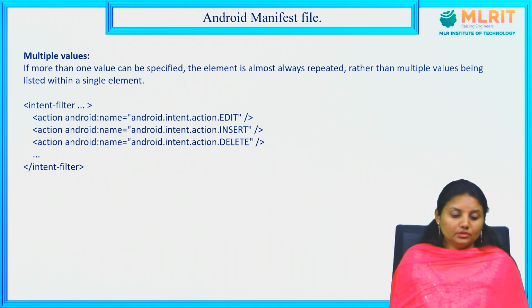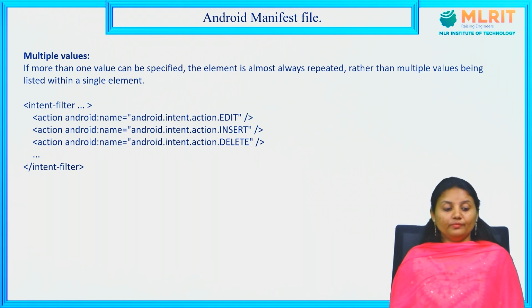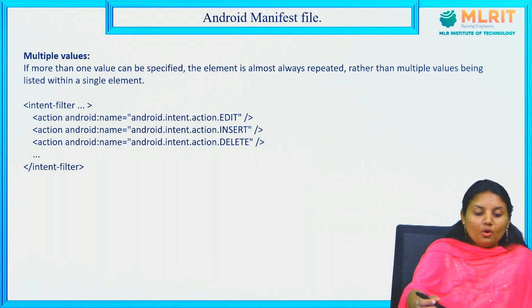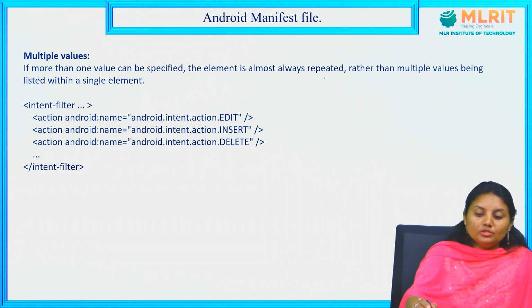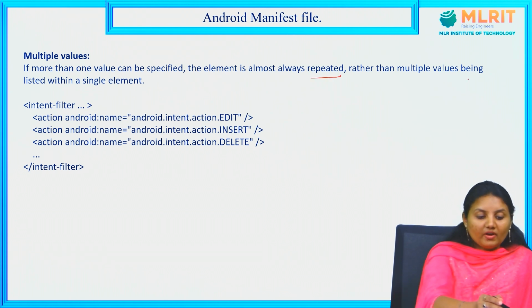Multiple values. Here we have taken an example of an intent filter, where each element is almost always repeated rather than multiple values being listed in a single element. Okay.